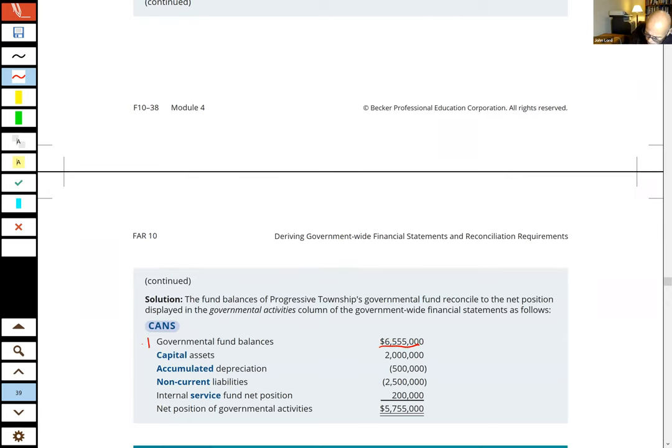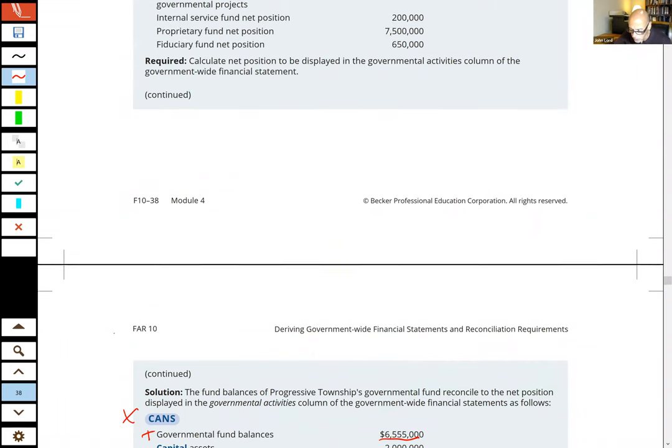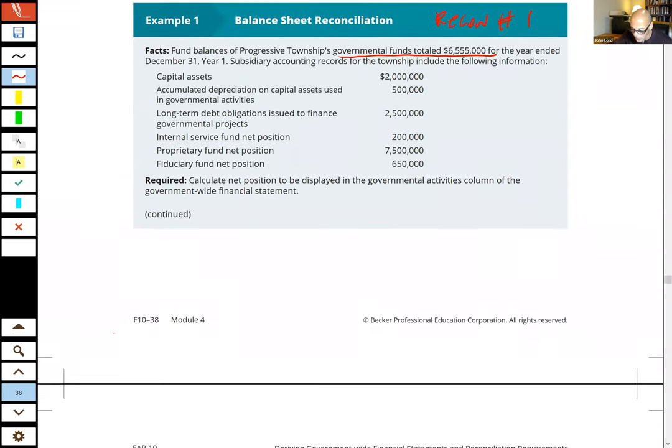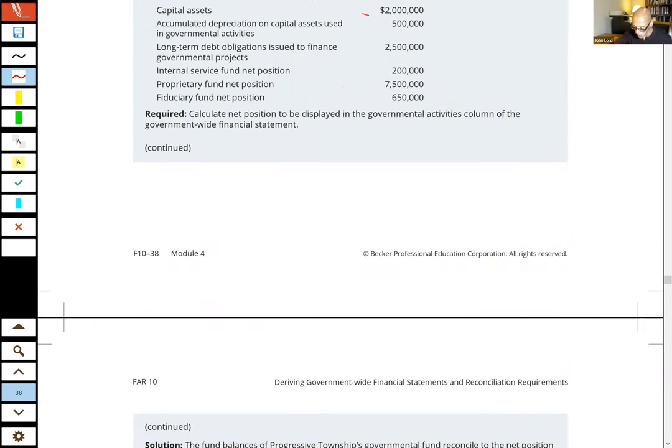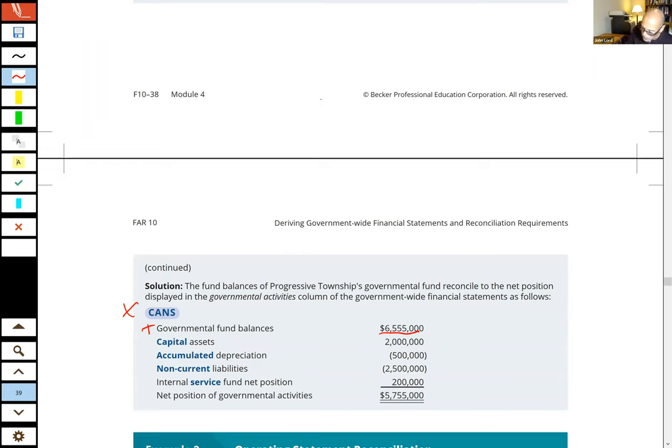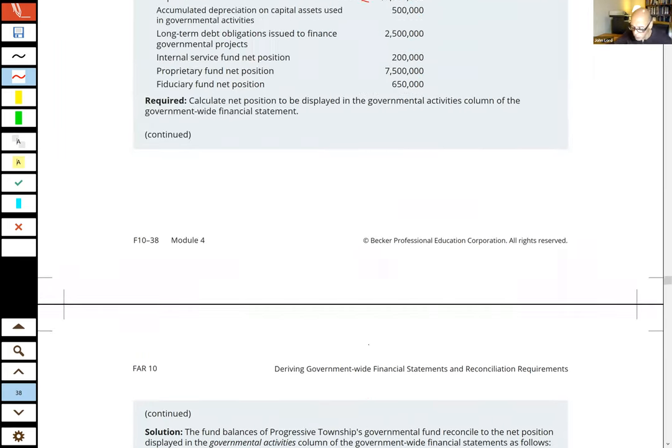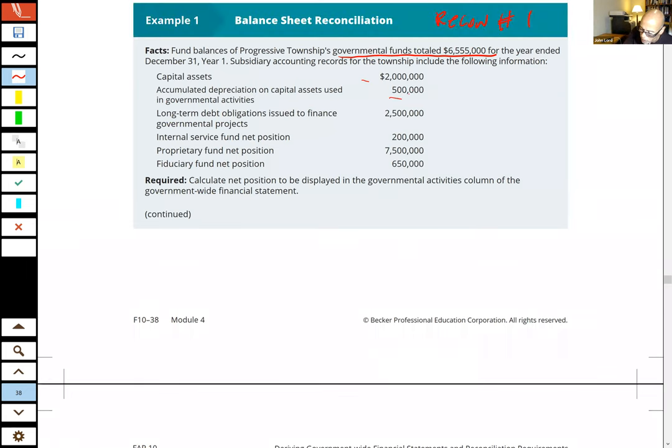You start with the total governmental funds. And I don't think you need this mnemonic, I really don't. Then you go in and you say, well, I have to add in the capital assets, don't I? So you bring in the 2 million, okay? But remember, you're not reporting the accumulated depreciation at the fund level, but you would report that at the government-wide level. If you're going to report the assets, you have to report the accumulated depreciation, don't you? So I subtract that out.